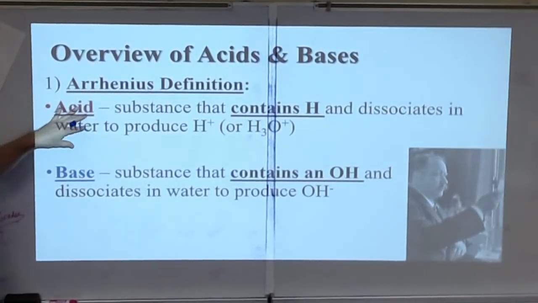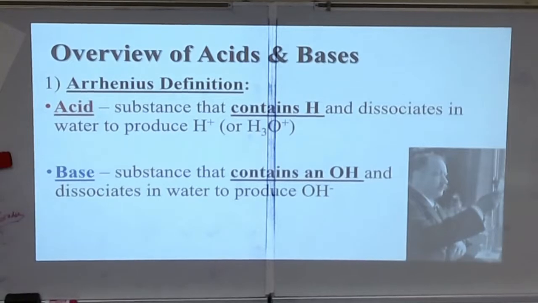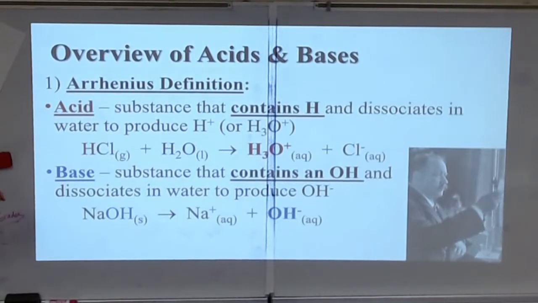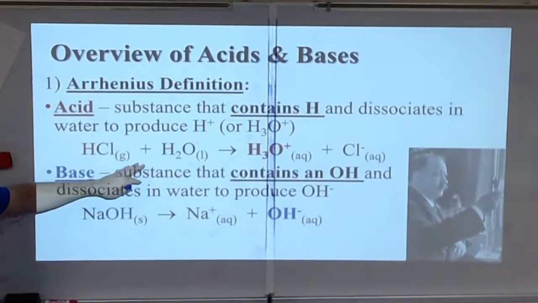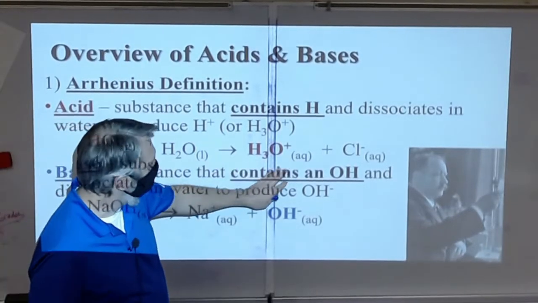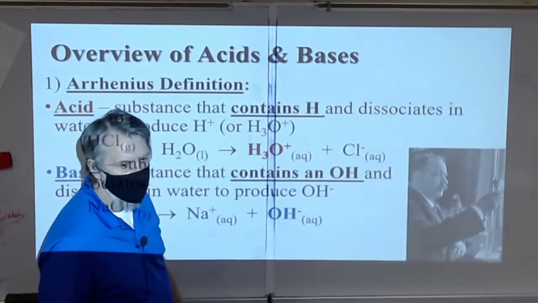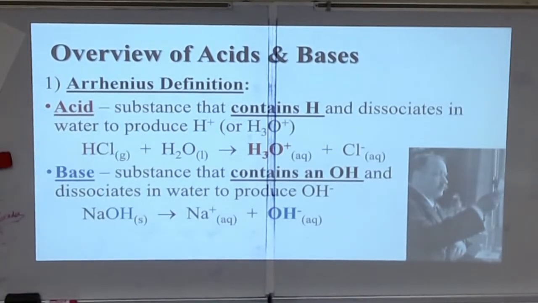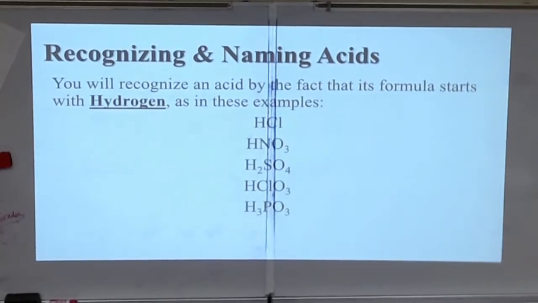It's a reasonable definition, and it's workable for us in this class. We're going to talk about another one in just a few minutes. So here are examples of that. Hydrogen chloride gas, let me be specific, is bubbled through water and forms hydrogen ions plus chloride ions. And sodium hydroxide breaks apart to sodium and hydroxide. You actually know how to do these. Acid formulas start with hydrogen, as in these examples.